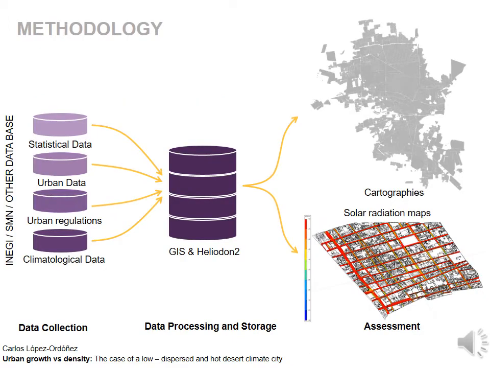The methodology used in this work is divided into three phases. The first consists of the data collection from the National Institute of Statistics and Geography, the National Meteorological Service, and other cadastral sources. In the second, we process the data using GIS tools. The third phase is the assessment of solar access at street level in a representative area of the city.